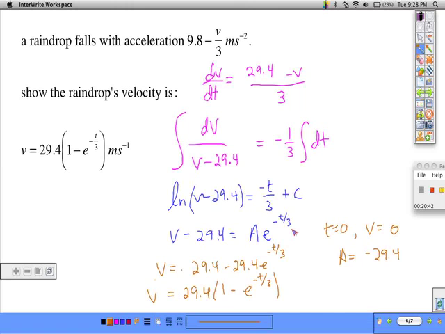Now, I mentioned that we were going to look at the terminal velocity for this. In other words, what happens to this velocity as the time gets big? And what happens is this e to the negative big number becomes 0. And 1 minus 0 is just 1, so the terminal velocity of our raindrop is 29.4 meters per second.